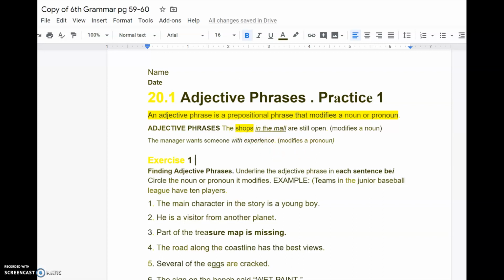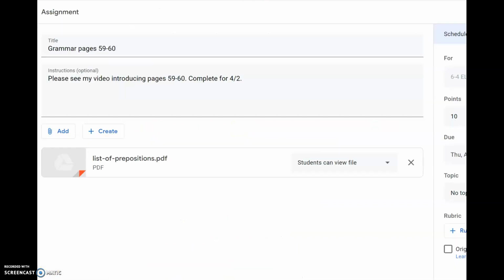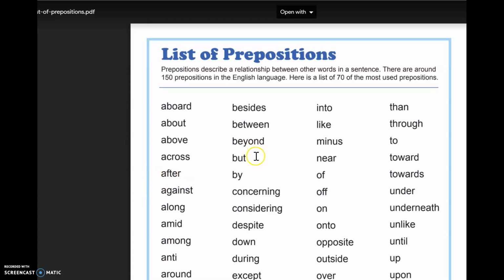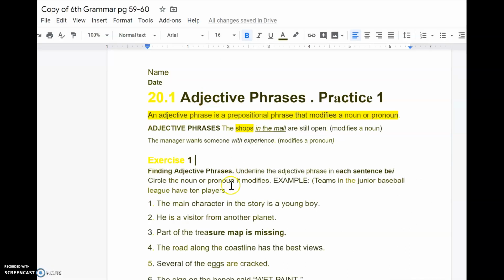Now in Google Classroom, I attached a list of prepositions. So in the assignment, if you go to the list of prepositions and open it, this is just kind of a review of all the prepositions. Now there may be some prepositions that are not on this list, but this will help you identify them if you're having difficulty. So back to the assignment, let's look at the next example.